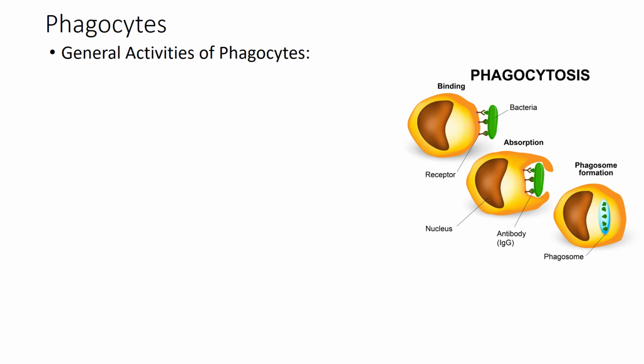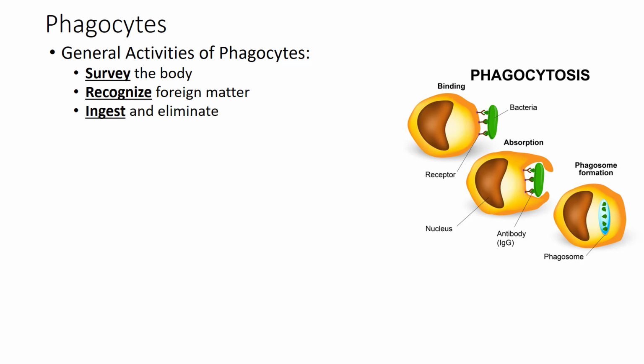Now, when you get past the physical barriers, if you're an invading microorganism, a pathogen, let's say you make it past the physical and chemical barriers, the next thing that you're going to deal with are a group of cells called phagocytes. Phagocytes in general have the ability to survey the body, recognize foreign matter, and then ingest and eliminate foreign matter once they recognize it as being foreign.